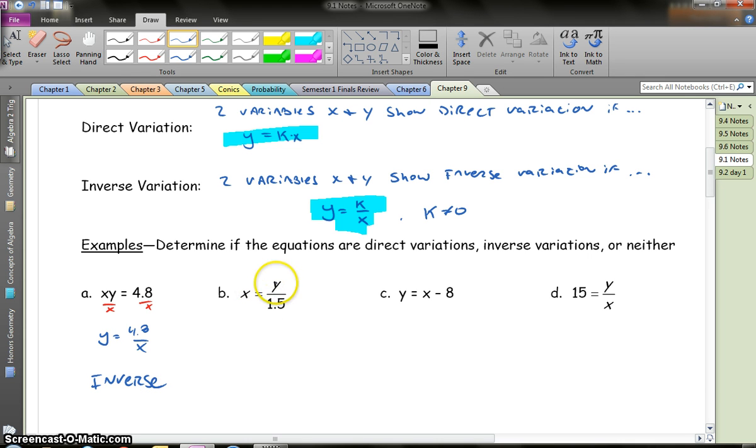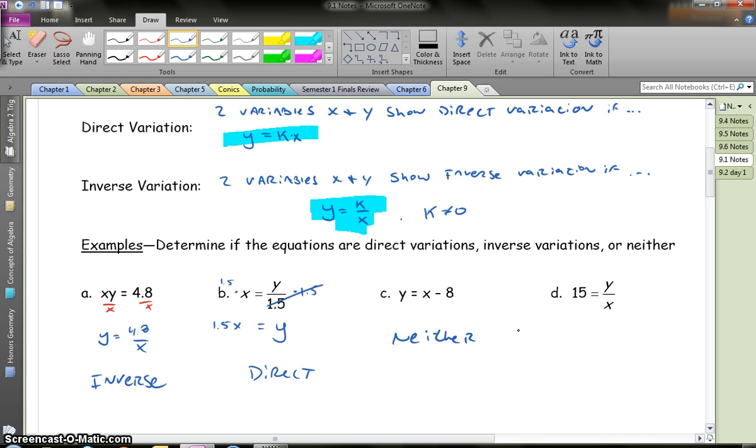Alright, over here again, we can't make this determination until we have y alone. So I got to multiply both sides by 1.5 to get rid of that. So y equals 1.5 times x, which is multiplication, and that is a direct variation. Alright, so we're just describing the relationship between the numbers and variables we have. So y equals x minus 8. Well, it's not multiplication, it's not division. So here we say neither.